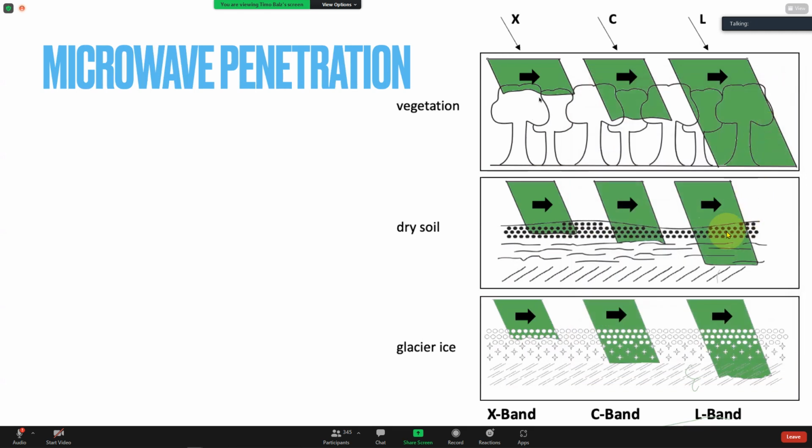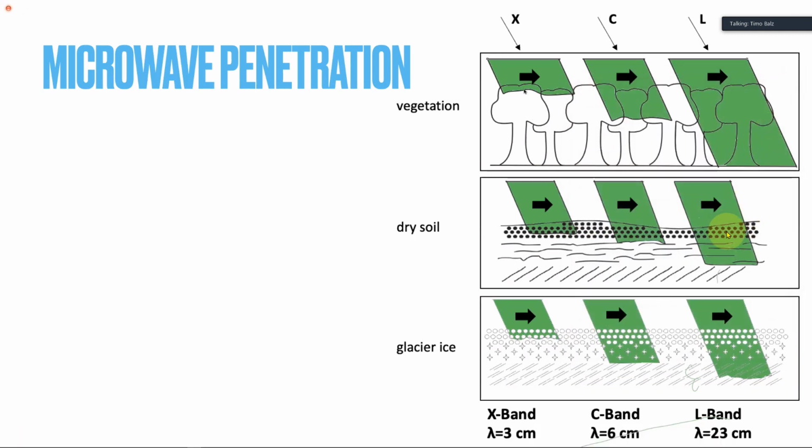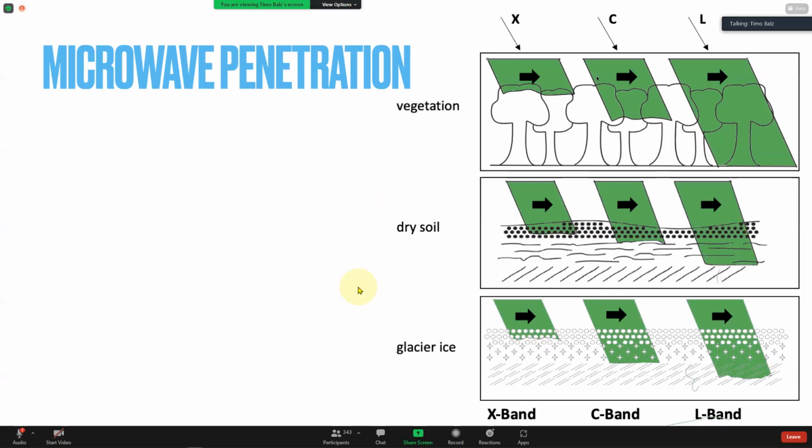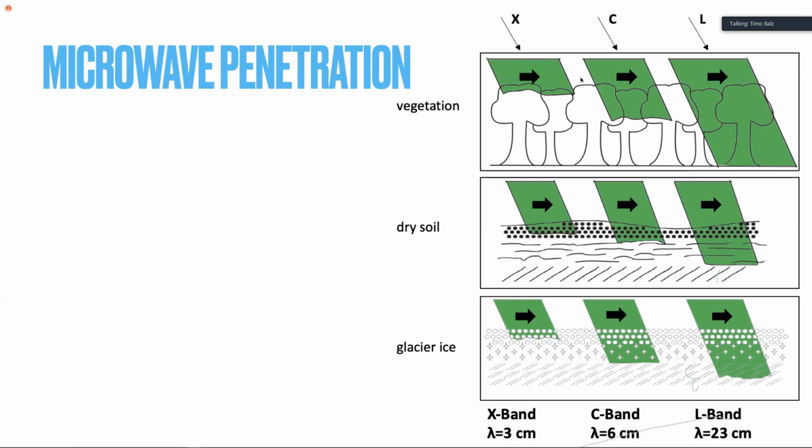So how much you can penetrate depends on the wavelengths and clearly also on the density of the forest. If it's winter time and your leaves are gone, you can even reach the ground with X-band if there are no leaves or very few leaves left. And if you have a very deep and high tropical rainforest, even in L-band you're probably not reaching the ground. So it is clearly influenced by different factors.